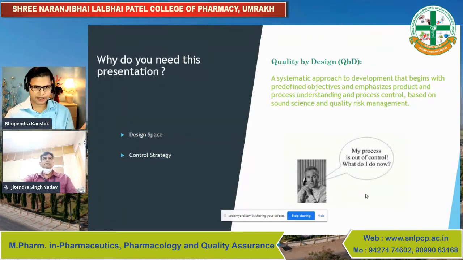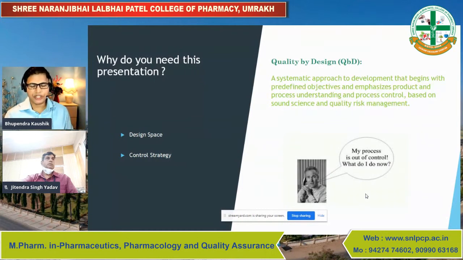I'll be repeating this sentence many times during my presentation, because what we are actually trying to achieve from quality by design is a consistent product which will deliver the desired therapeutic response every time it's manufactured. Once a product is commercialized, depending on the commercial demand, you may be manufacturing more than 100 or 200 batches every month, maybe every year.